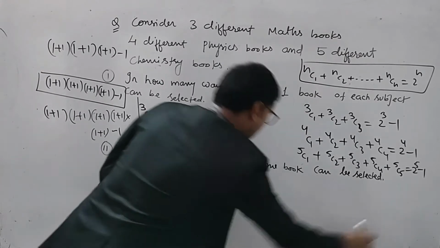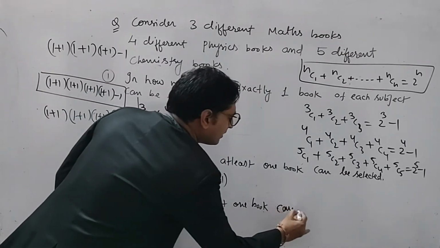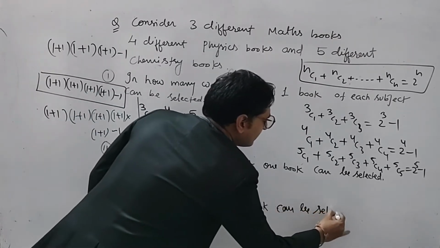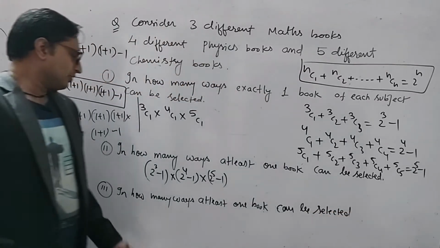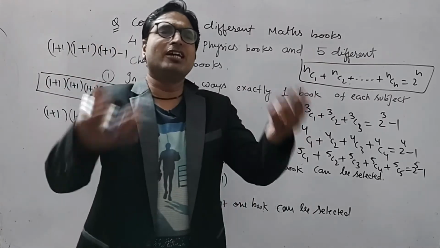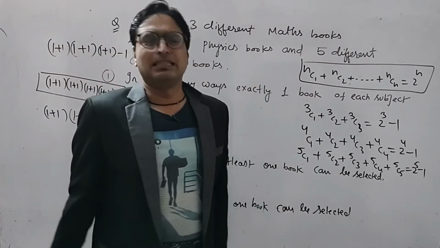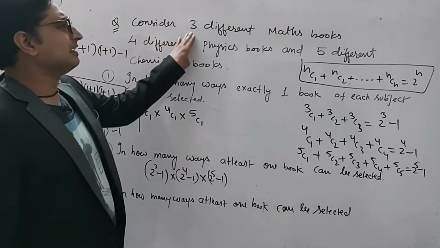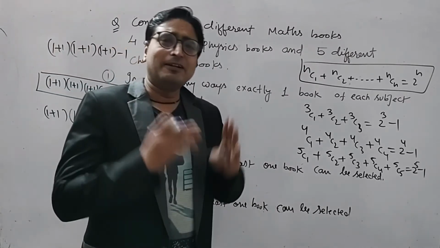Here I am writing at least one book can be selected. So here you have to select at least one book. That may be of chemistry, that may be of physics, that may be of mathematics. And all three maths books are different.